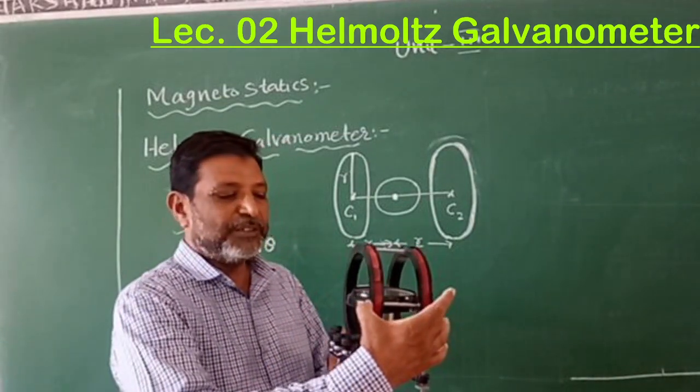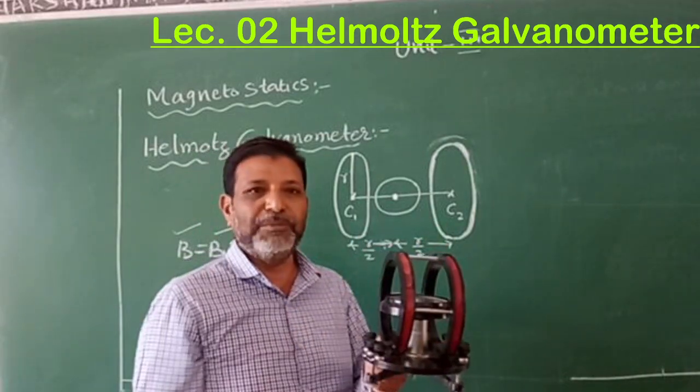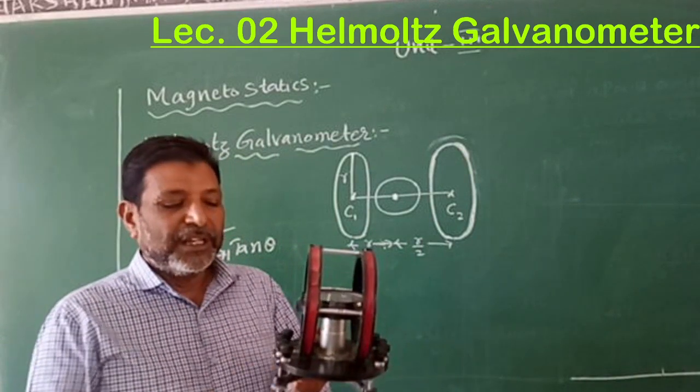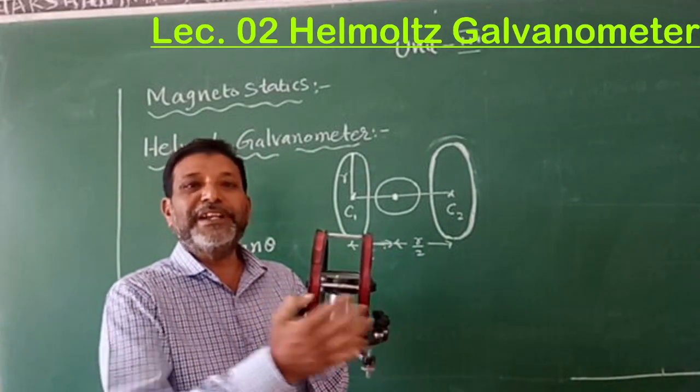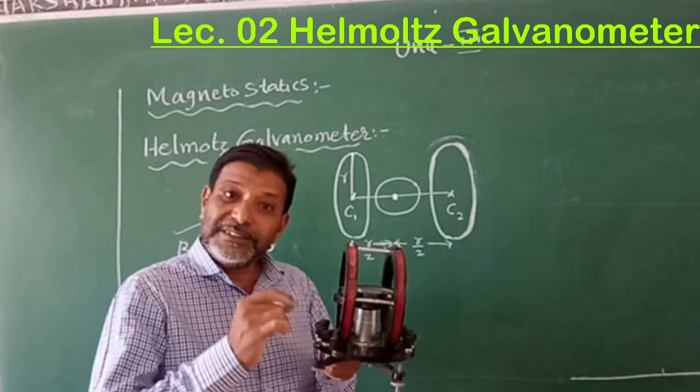That means the distance between these two is equal to the radius of this coil, or the radius of this coil, because these two are identical. The next thing is that the two coils are connected in series, isn't it? The two coils are connected in series.